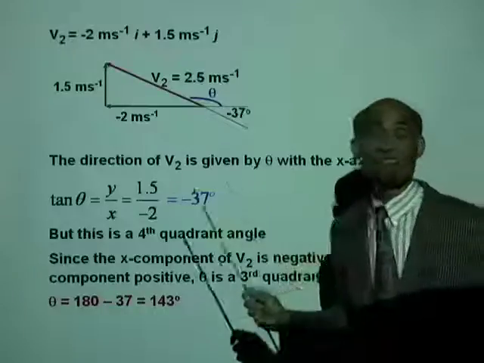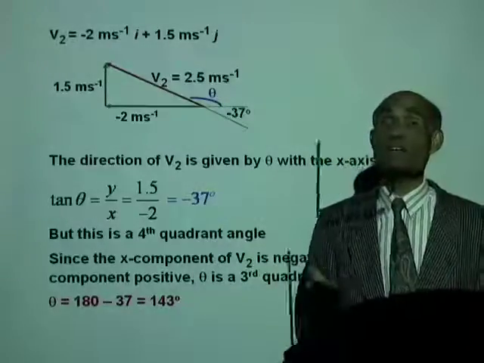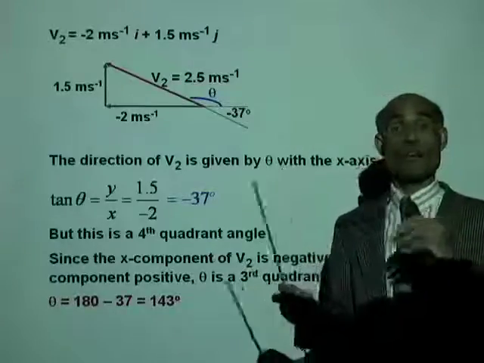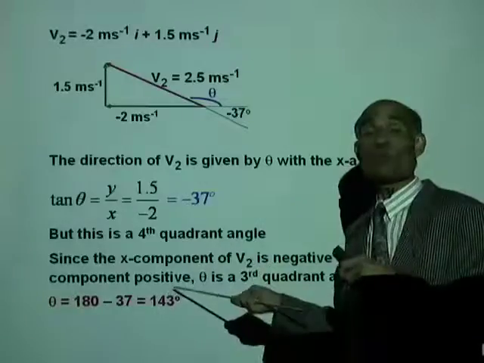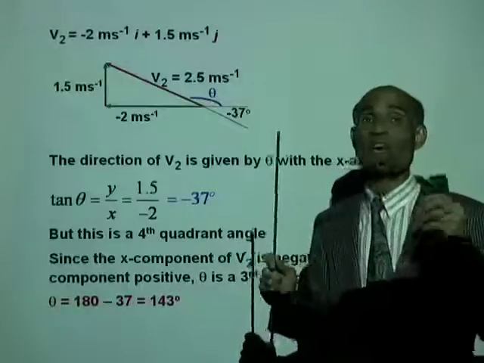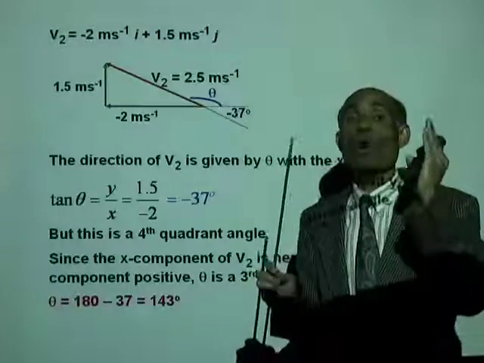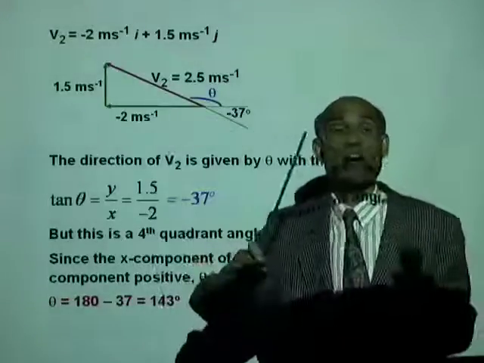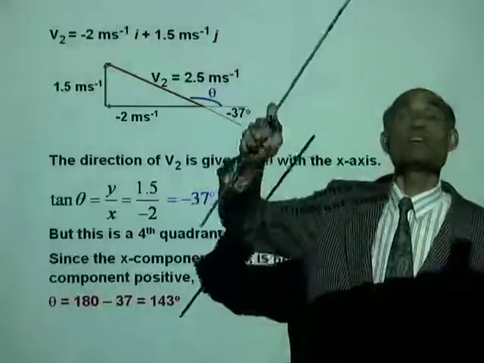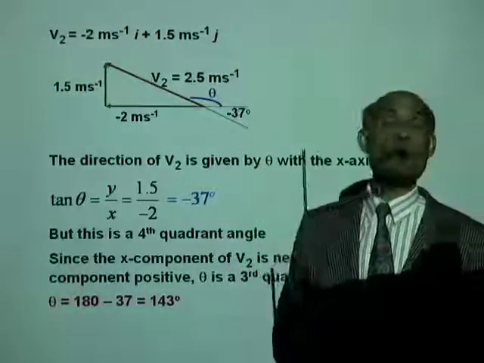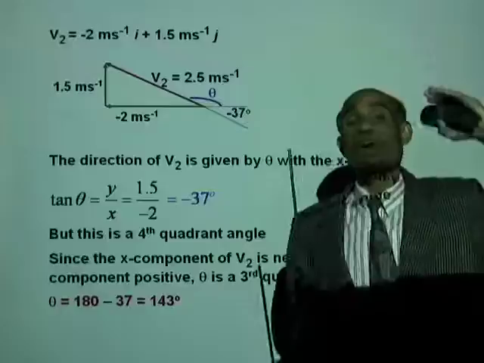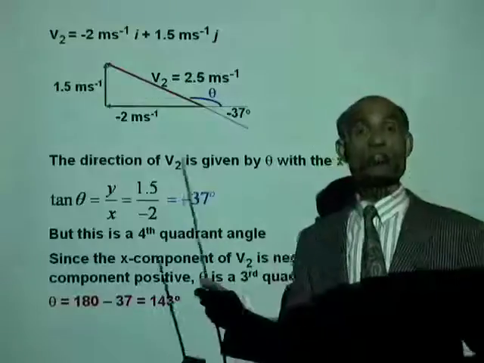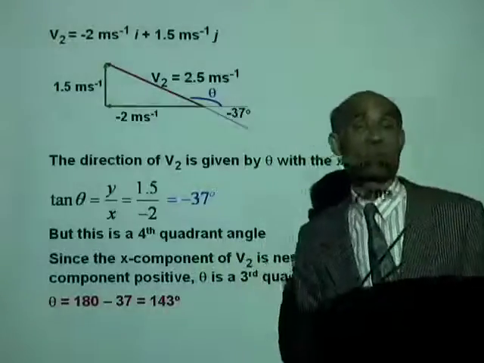Now, situations like this are very common in adding vectors. You must know what quadrant the angle falls in, and therefore what you will do to get that angle. Do not always depend on the calculator. The calculator will obey strictly the mathematical rule, because tan inverse is defined only in the first and fourth quadrant. If you are looking for a second quadrant or third quadrant angle, the calculator will not give it to you directly. You need to do this manipulation to get that angle.